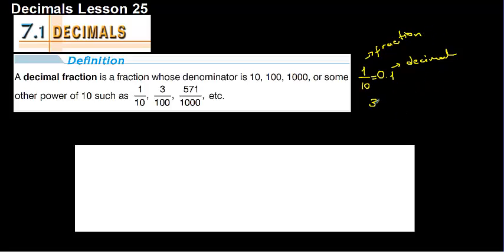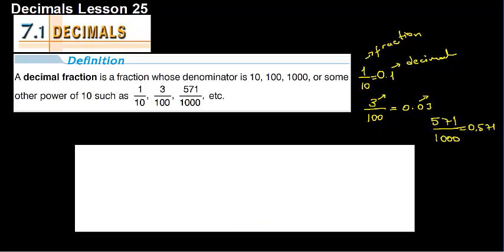Or 3 over 100 is going to be written as 0.03, or 571 over 1000 is going to be equal to 0.571. And this is the fraction form of the decimal number, and this is the decimal form of the fraction, the rational expression.